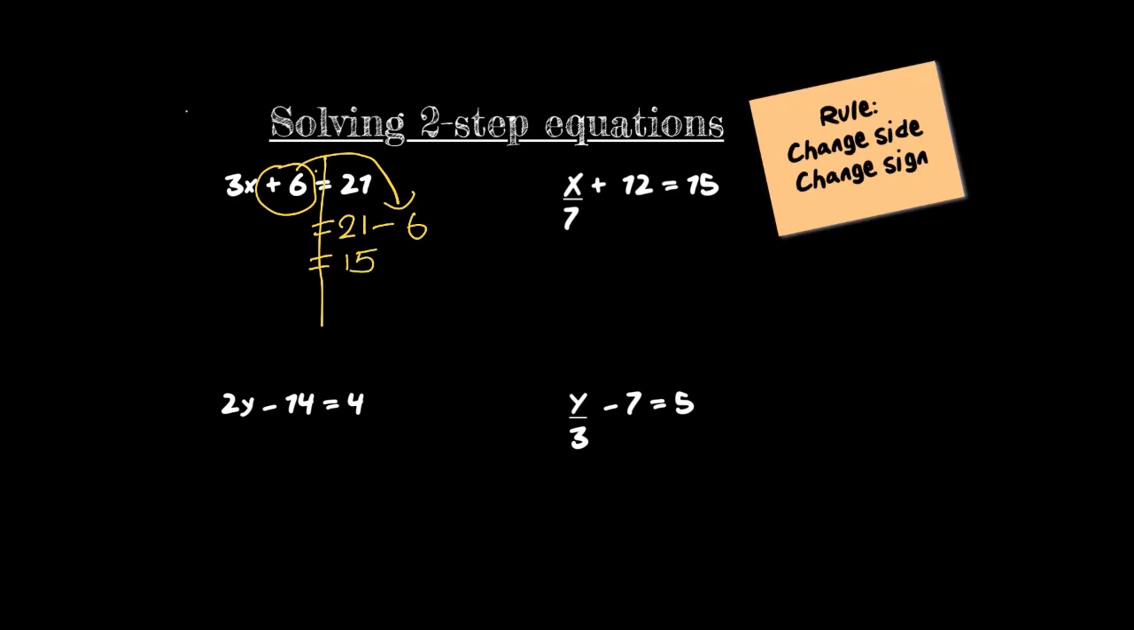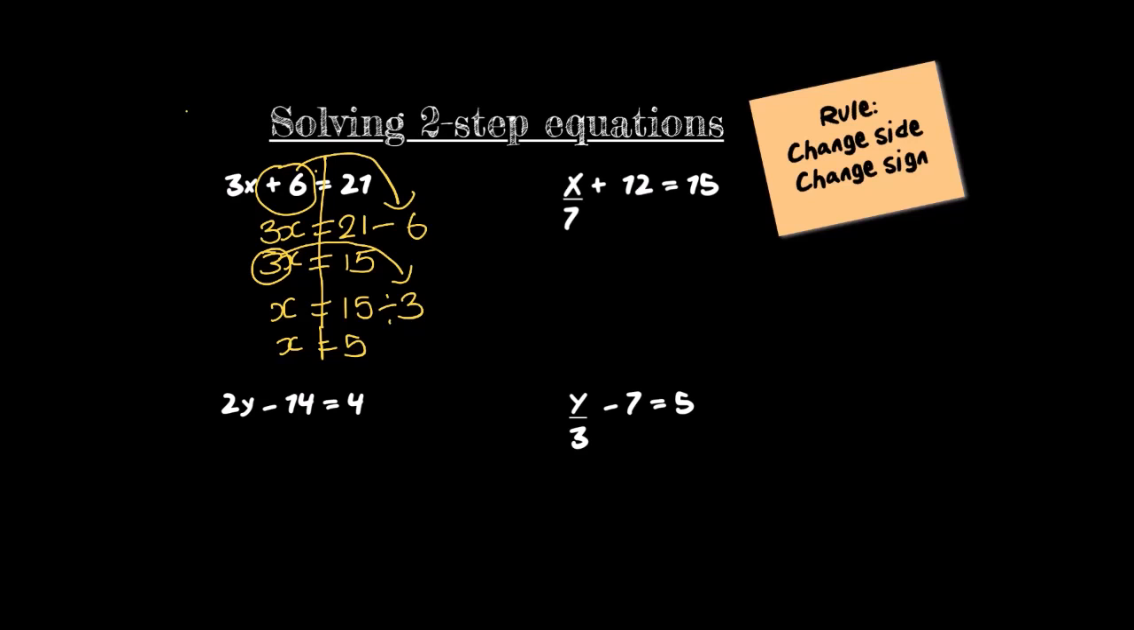So 21 take away 6 gives us 15. Now we haven't moved the 3x yet, so it's still here on the left hand side, so we must write it in. We're now going to move this 3, and that 3 is multiplied by x. So if I bring it to the other side, I'm going to have to divide it. So x is the only thing on the left, and we're going to divide 15 by 3. And 15 divided by 3 is 5. So that means that x is a value of 5.